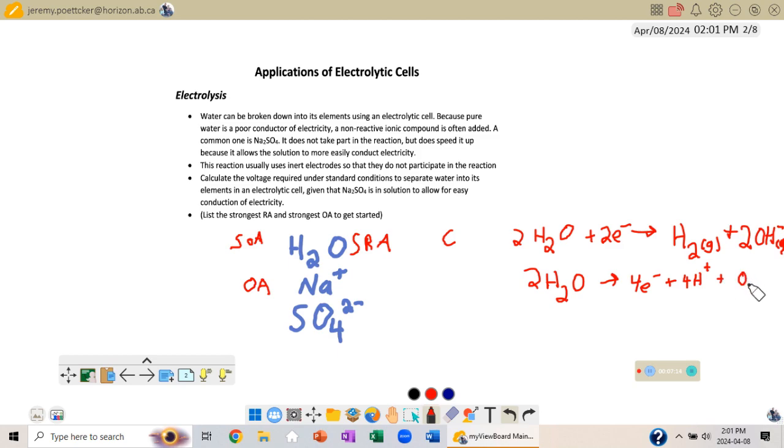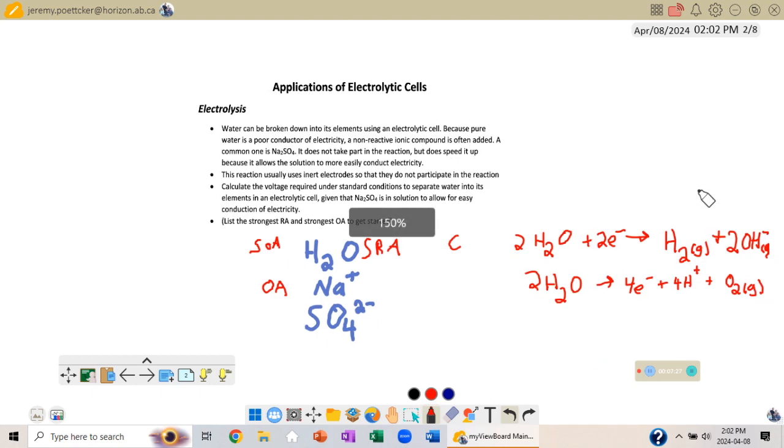And oxygen gas. All right. So now a couple interesting things that we have to look at here. First interesting thing is, well, we have 4 electrons in this second one in the oxidation half reaction. Again, that happens at the anode.